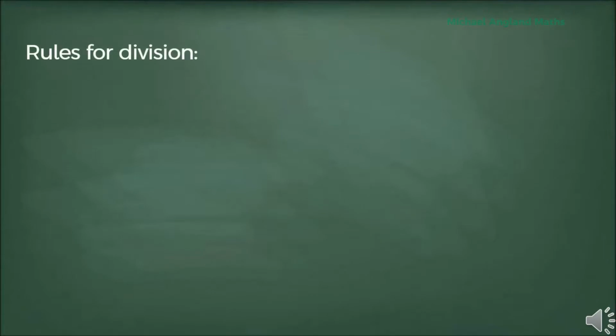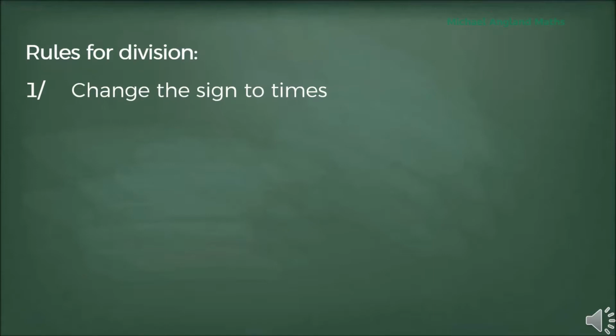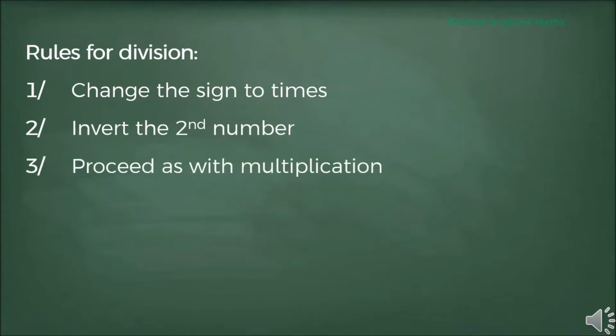Finally, we move to division of fractions. So what are the rules? Number 1, change the sign to times. So change the division sign to times. Number 2, invert the second number. Number 3, proceed as with multiplication, as we've outlined before. So let's have a look at some examples.